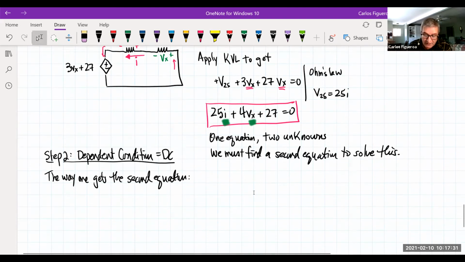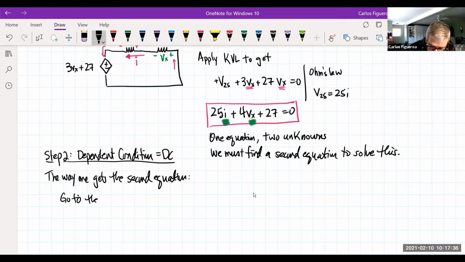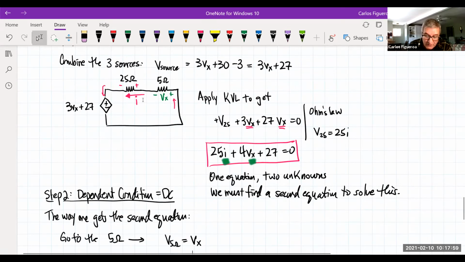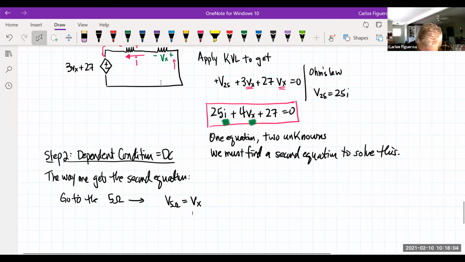So what we do here is we go to the 5 ohm resistor, and we see how it's controlling the dependent voltage here. We see that the 5 ohm resistor is really going to be Vx. And how is Vx defined? Well, I know that there's a current running through it, and clearly it's a 5 ohm resistor. So from Ohm's law, I write 5I.